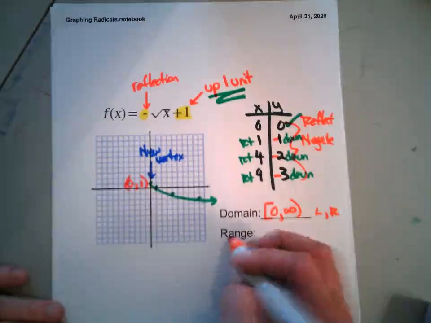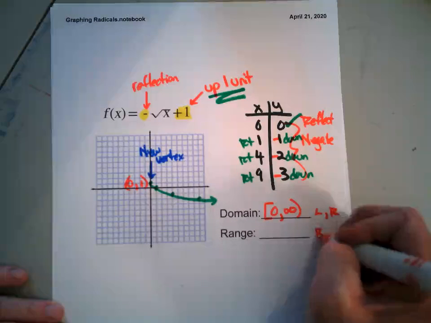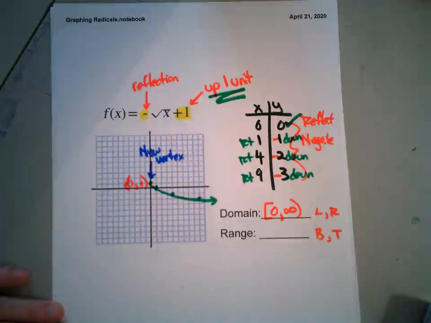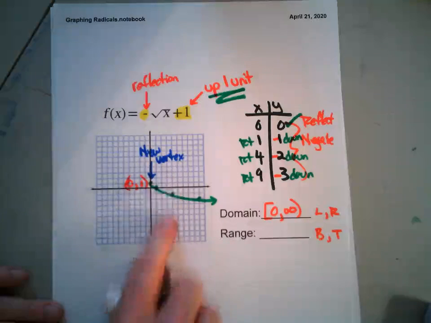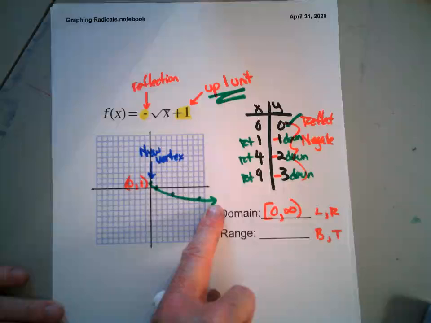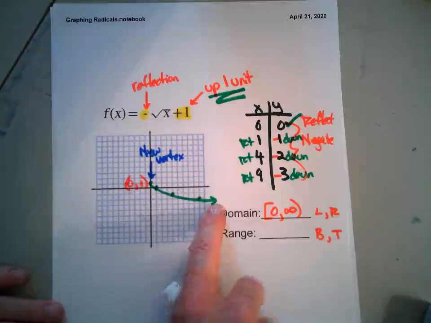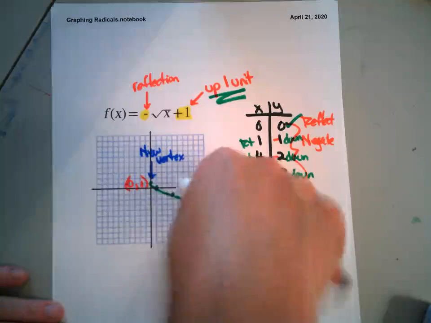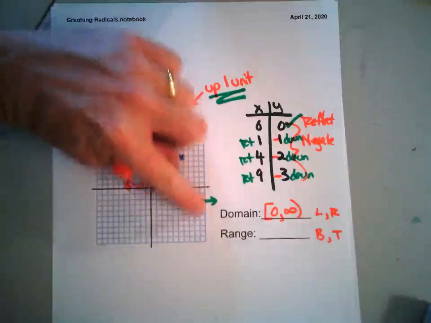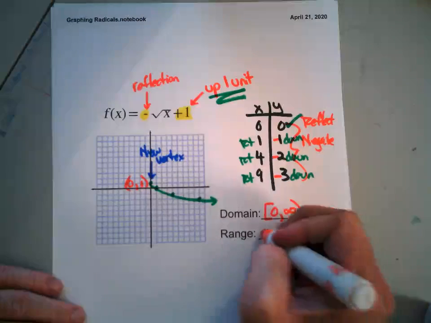Now, as we transition over to range, remember that it's bottom to top. So what's the bottom of this graph? The lowest point on this graph is this arrow. So where is that arrow going? When we're talking about it's going down. Sorry, my hand's in the way there. Going down. Well, that would be negative infinity.